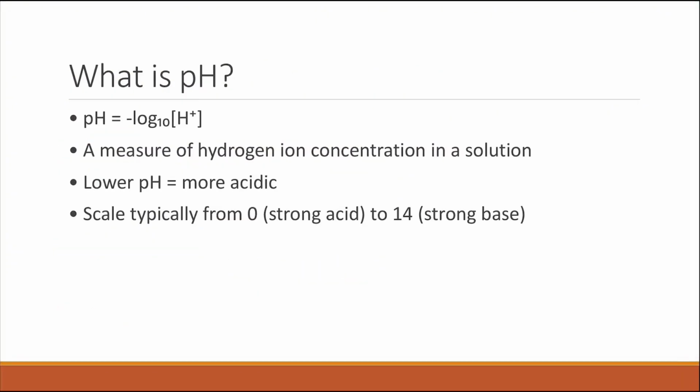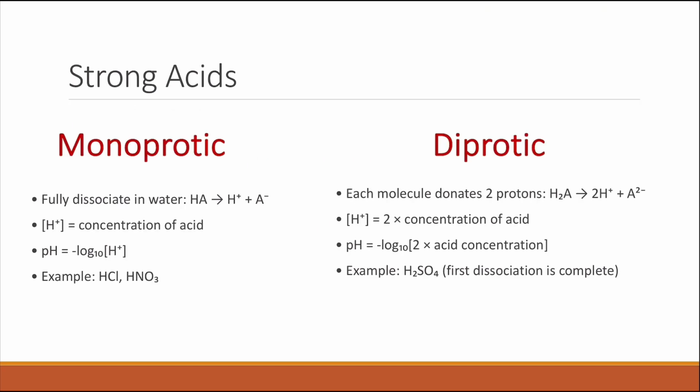So another common question in paper one is about the pH. The pH is a measure of the hydrogen ion concentration in a solution, and to calculate the pH, it equals minus log 10 of the hydrogen ion concentration. And to calculate the pH, we need to find the hydrogen ion concentration, and we will do that depending on the type of solution. First of all, the strong acids. We have two types of strong acids. We have the monoprotic and the diprotic acids.